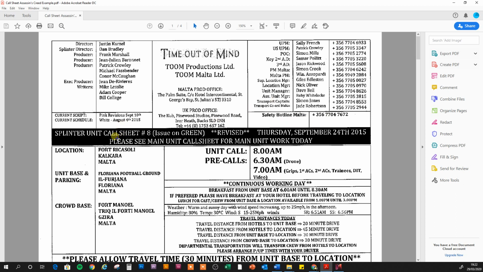Alright, this is call sheet number 8. It tells you what colour it's on. The different ones are given to different people, so if these leak out, they know who did it. It's revised, it tells you what date it's on. Please see main unit call sheet for main unit work today.